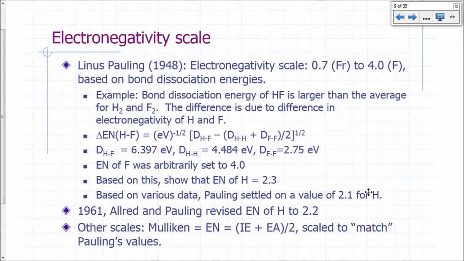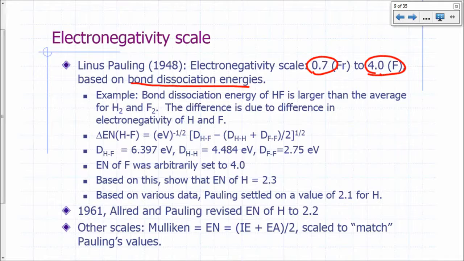Clarification regarding Linus Pauling's electronegativity scale. We said that he basically came up with a scale where he assigned a value of 4.0 to fluorine and 0.7 to francium based on bond dissociation energies. Exactly what does bond dissociation energy have to do with electronegativity?